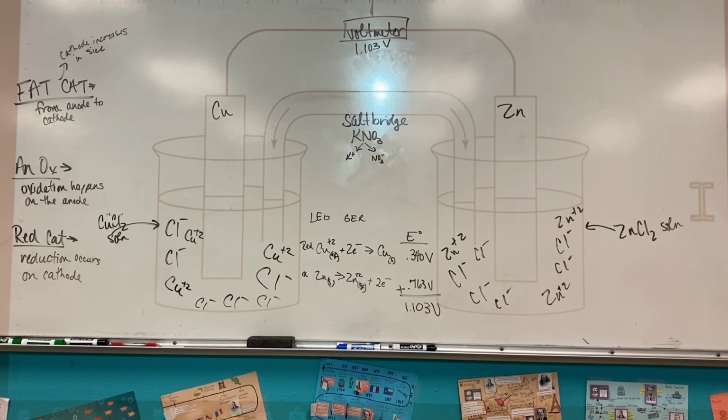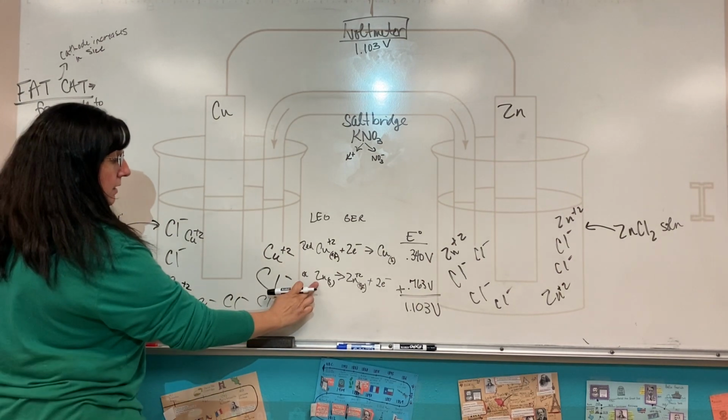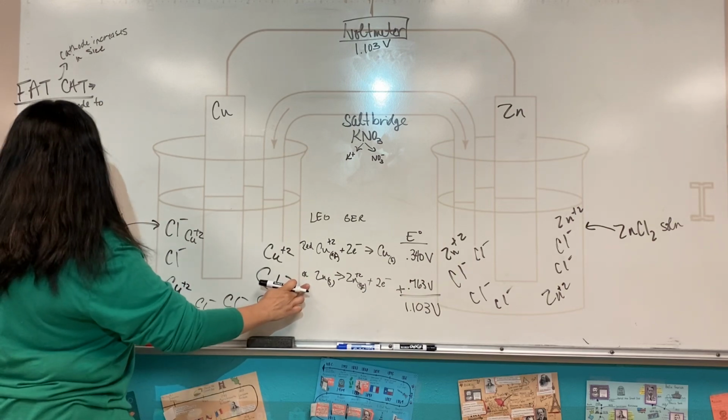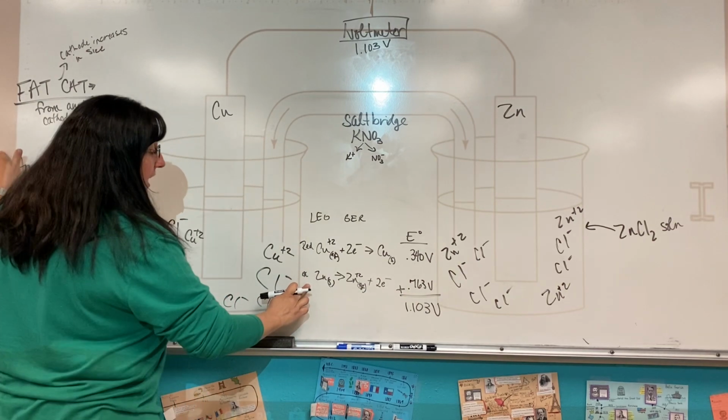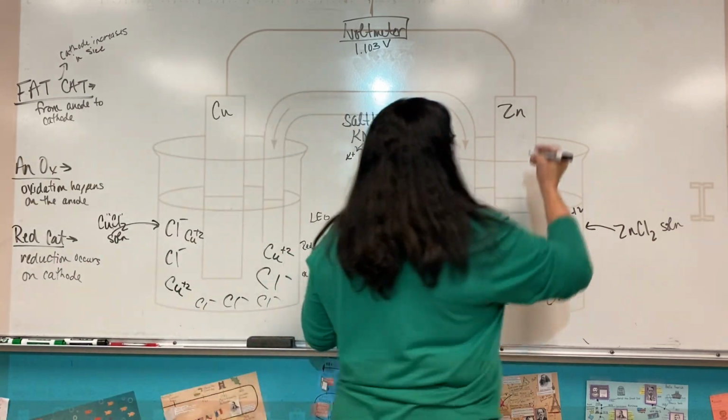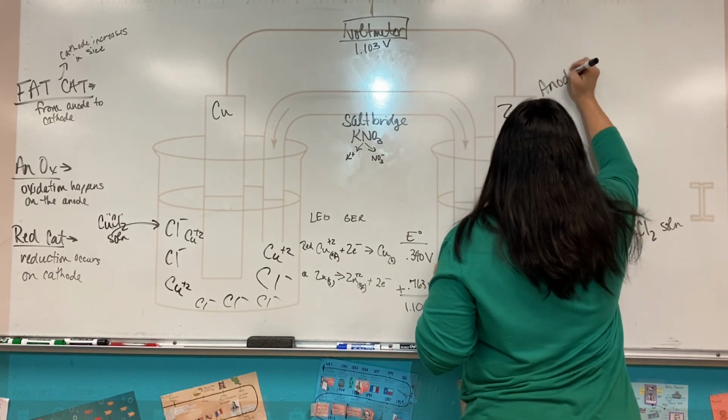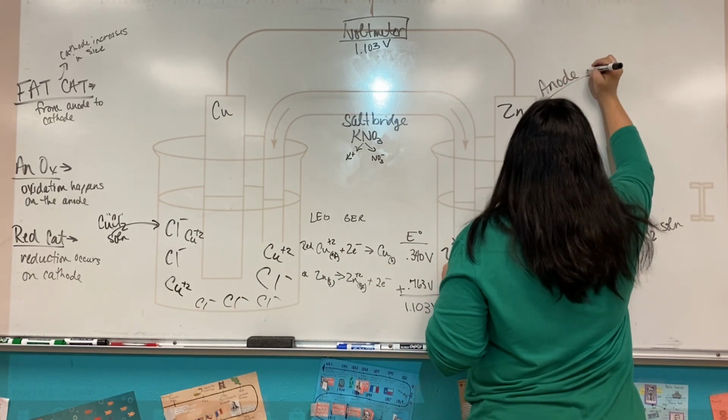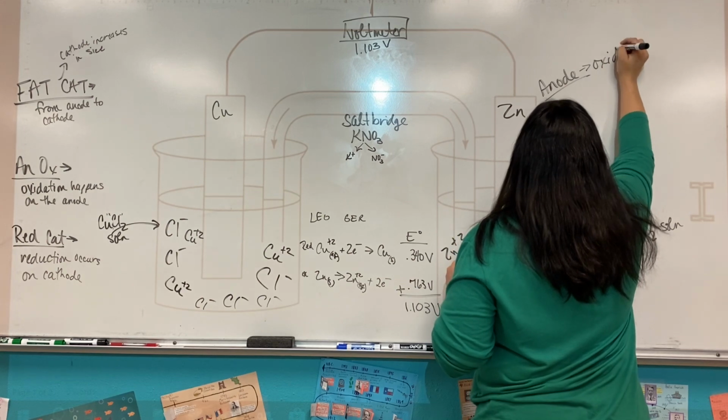Okay, so now that I have this labeled as reduction and oxidation, now I can use those 2 phrases, an-ox. So the anode is going to be where the oxidation occurs. So what was oxidized? It was your zinc, right? So an-ox. So your anode is going to be the oxidation. So this right here is your anode because this is where oxidation is occurring.